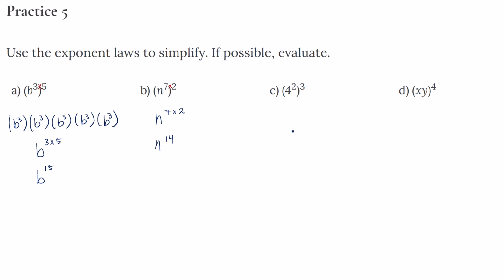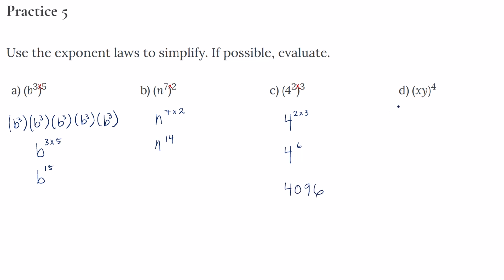For c, we can again use the power of power law. So we're going to be multiplying the exponent of 2 with the exponent of 3. So 2 multiplied by 3 becomes 4 to the power of 6, which is 4096.